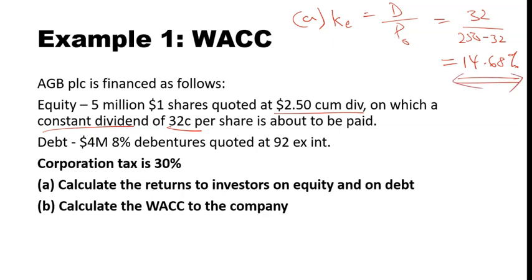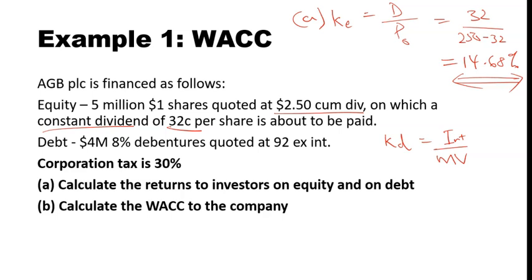Now, what about the cost of debt? The cost of debt, KD, is going to be used. This is 4 million, 8% debentures quoted at 92 ex int. This is an irredeemable debt because we are not told when we are going to repay the principal or redeem the debt. So the assumption is that the debt is irredeemable. So the cost of irredeemable debt is interest over market value.